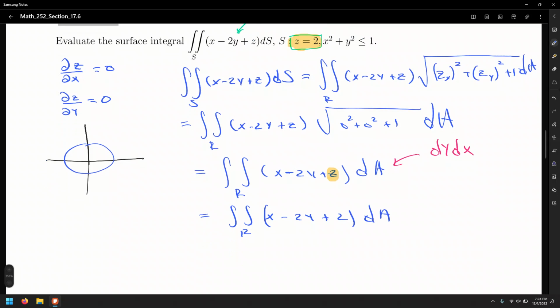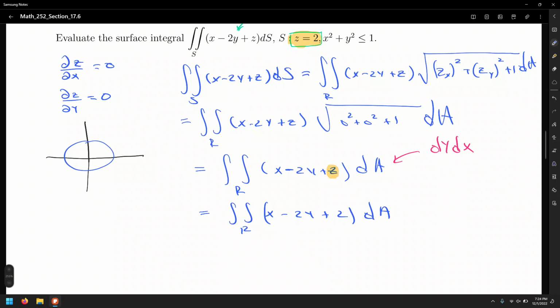In this case, notice the region over which we are integrating is circular. What would be a good way to evaluate this integral? Polar, right? Because essentially this would be the root of 1 minus x squared, and this would be the negative root of 1 minus x squared, with x from negative 1 to 1. Do you want to evaluate such an integral? Not really, right? So let's take advantage of polar coordinates.